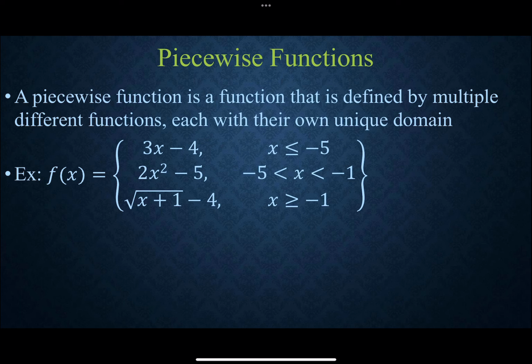We have this curly bracket around these different types of functions. They could easily be all different types, like I have here: linear, quadratic, and square root. They could all be linear, all quadratic, all square root. It just doesn't really matter. The key is there can be different functions with their own unique domains.